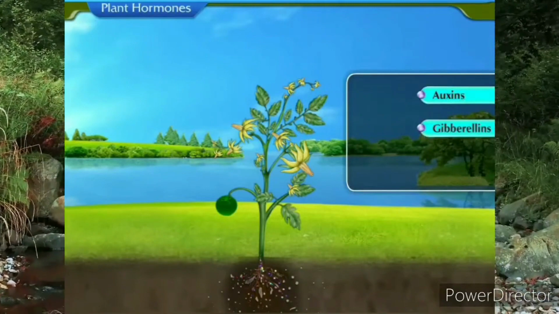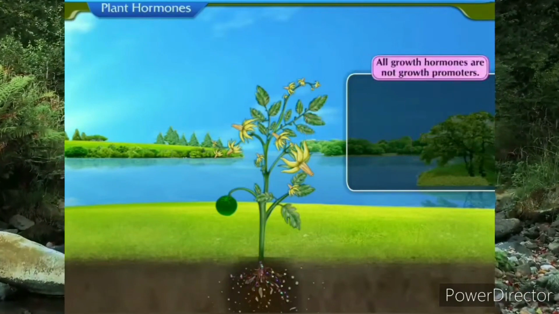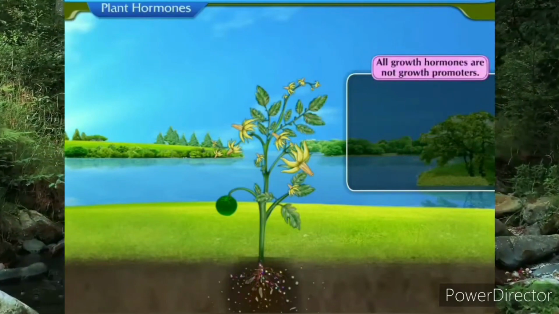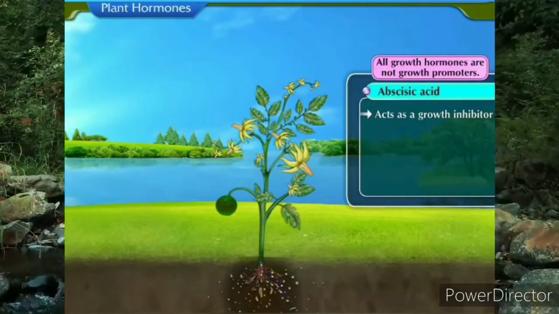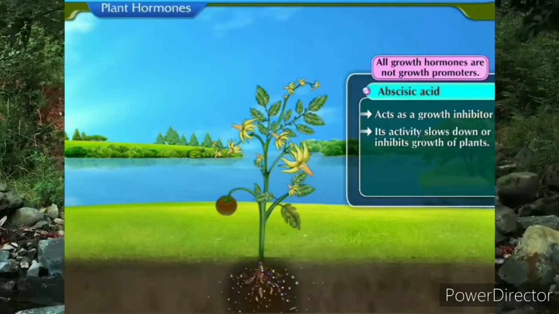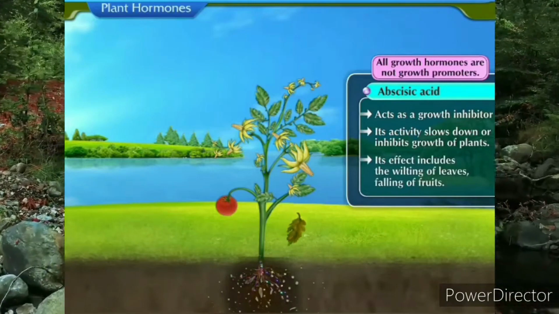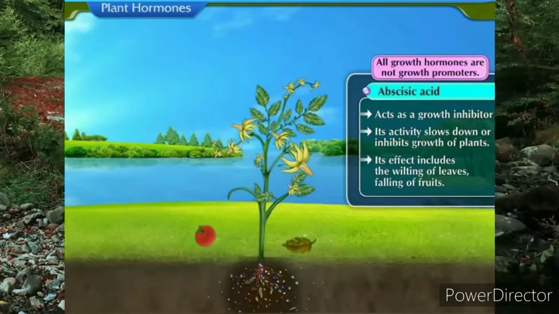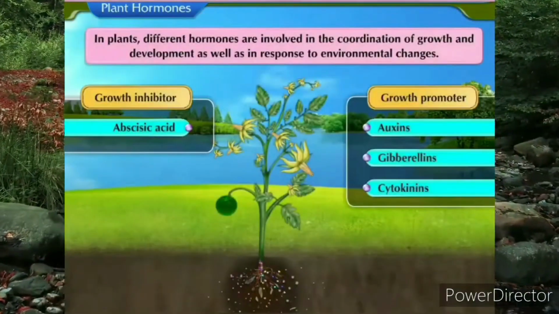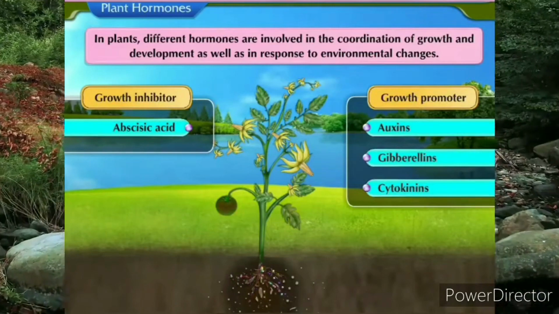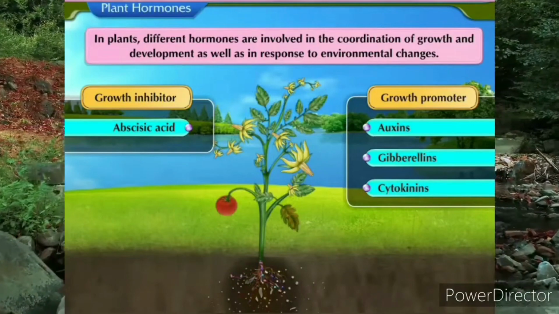Auxins, gibberellins, and cytokinins help in promoting growth of plants, but all plant hormones are not growth promoters. Abscisic acid is a plant hormone which acts as a growth inhibitor. Its activity slows down or inhibits growth of plants. Its effect includes the wilting of leaves, falling of fruits, etc. In plants, different hormones are involved in the coordination of growth and development as well as in response to environmental changes.